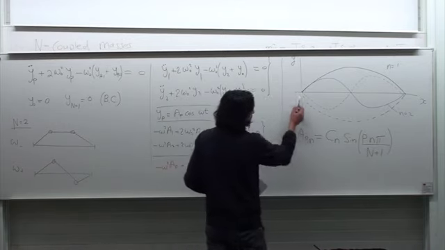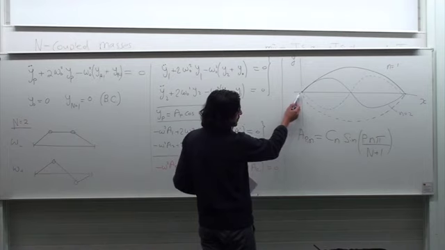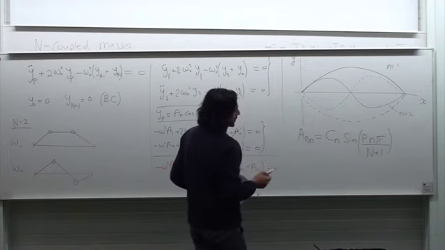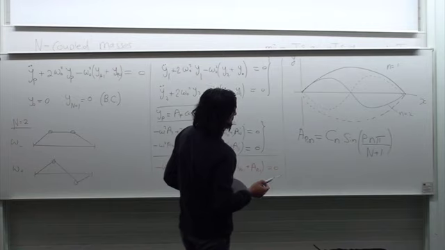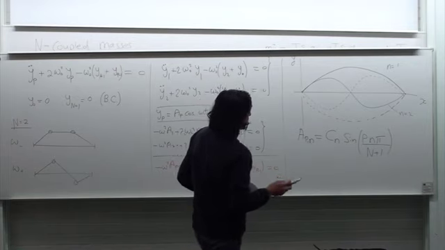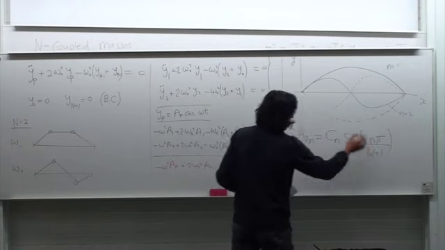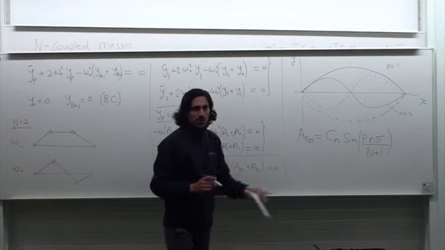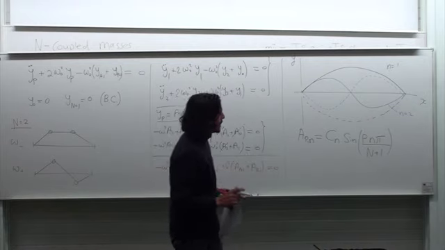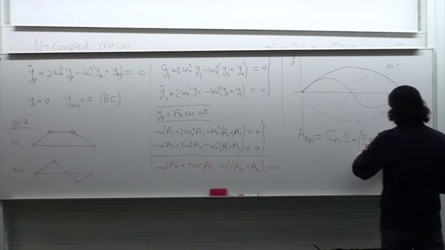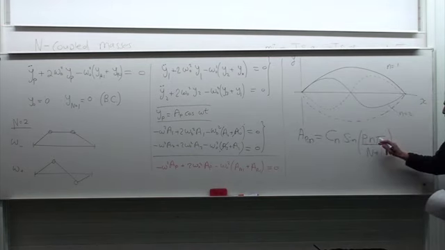When p is at the first point here, which is 0, then we also get sine 0, which is 0. So this function seems to be satisfying what we have. And this is for the first mode. N would be the number of modes.